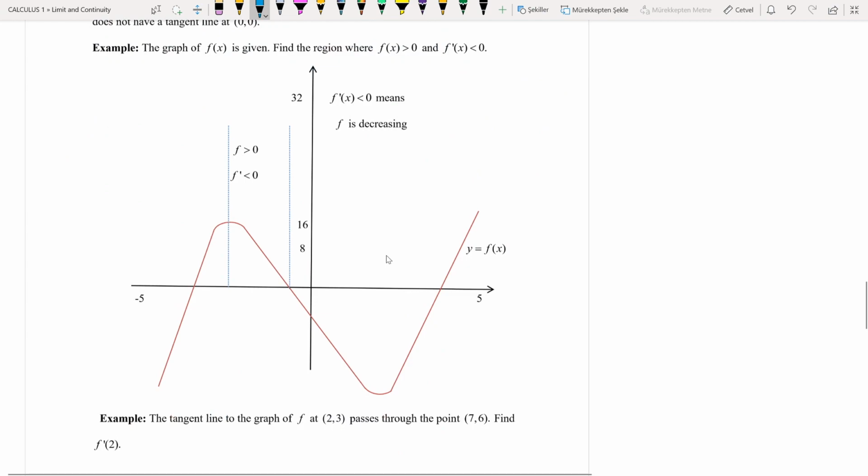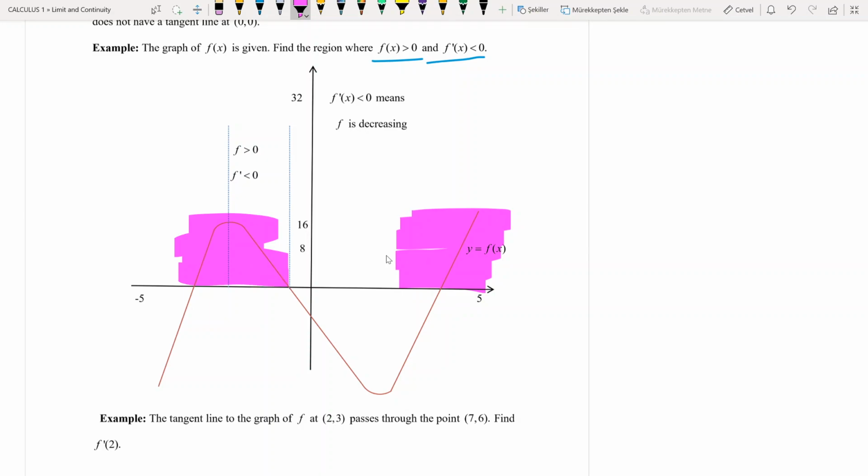Another example, the graph of f of x is given below. Find the region where the function is positive but its derivative is negative. The function is positive means it must be above the x-axis. Something like this, maybe this part, okay? And this part is above the x-axis. If it's negative, it's below the x-axis. F prime is negative means the function is decreasing on the given interval.